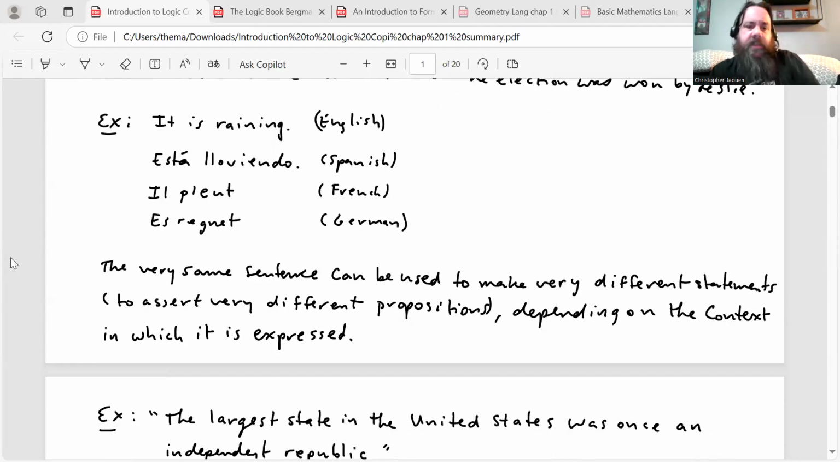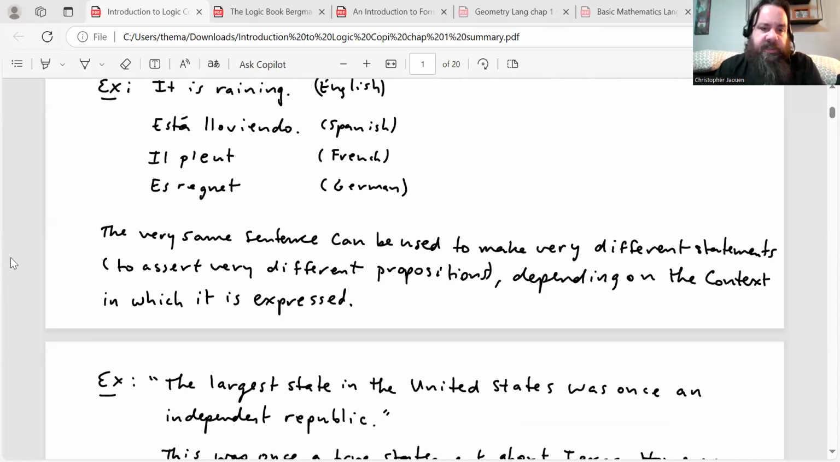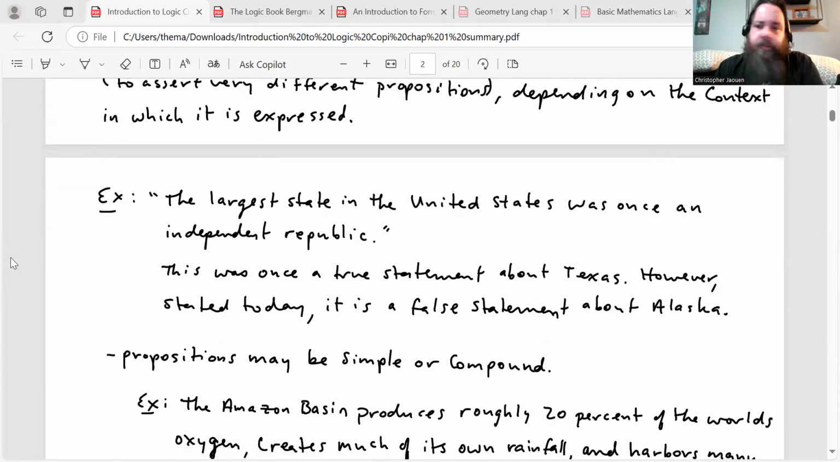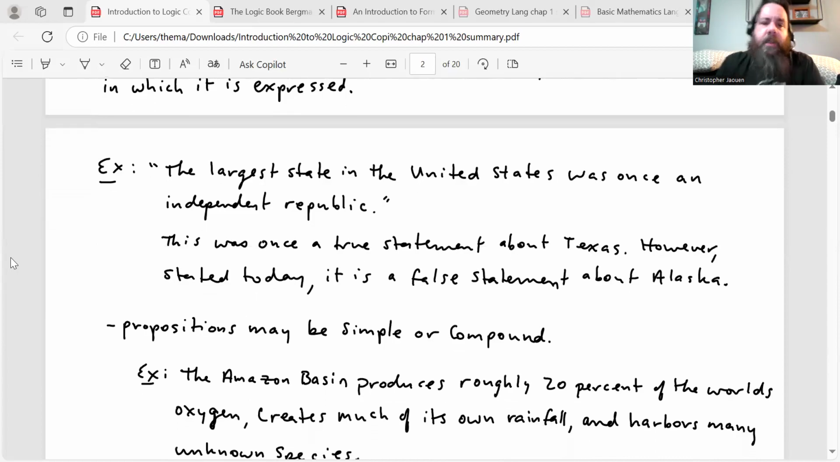Right? The very same sentence can be used to make very different statements, to assert very different propositions, depending on the context in which it is expressed. So, for example, the largest state in the United States was once an independent republic. This was once a true statement about Texas. However, stated today, it's a false statement about Alaska.